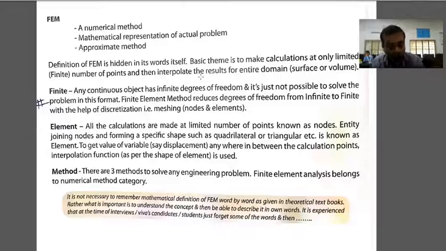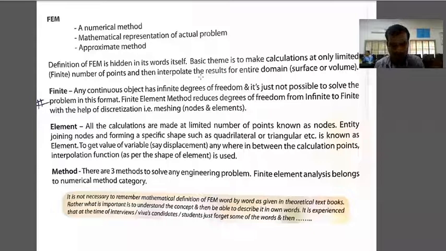Then next is the element. Now what is an element? Actually we are going to do calculations at a limited number of points. These points are known as nodes, and the entity joining the nodes and forming a specific shape, such as a triangular or any quadrilateral shape, is known as the element. It may be triangular or quadrilateral.